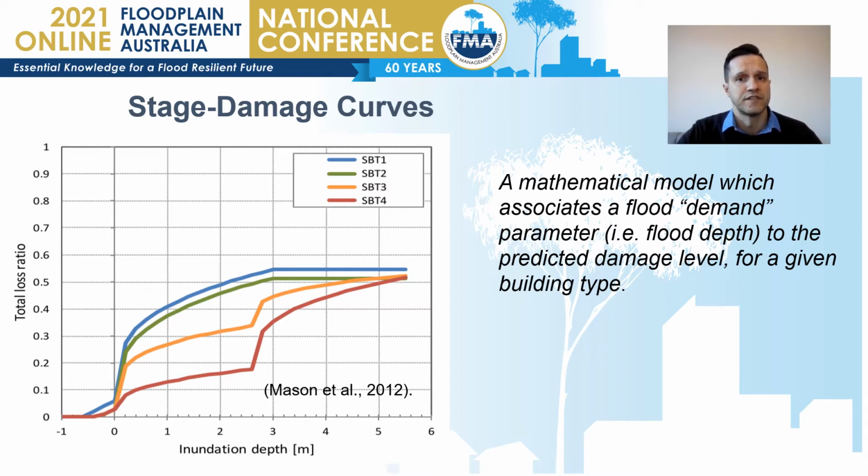The use of stage damage curves in floodplain management is recommended by the Australian Disaster Loss Assessment Guidelines, and it is particularly helpful to inform the cost-to-benefit analysis of flood risk reduction options.